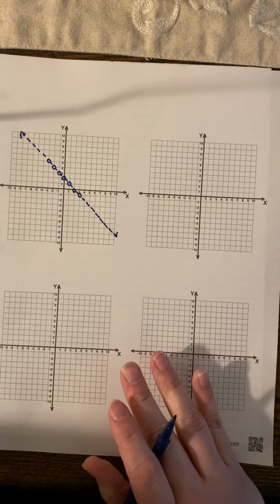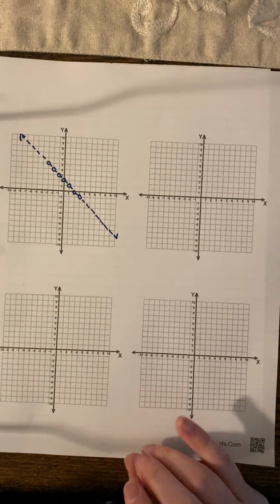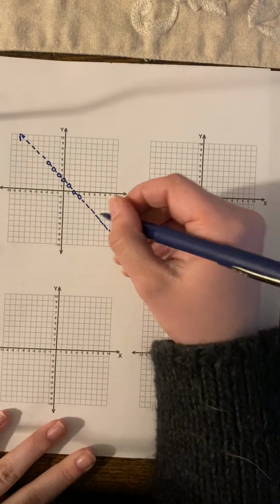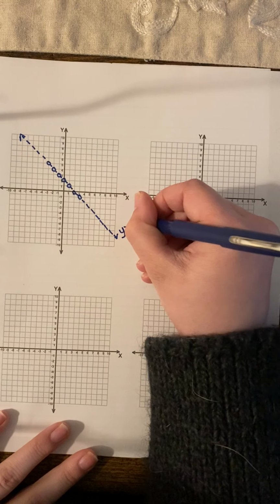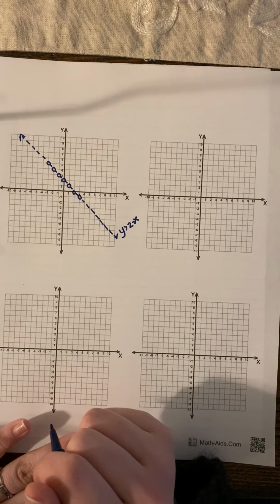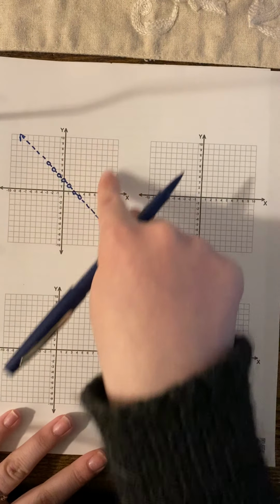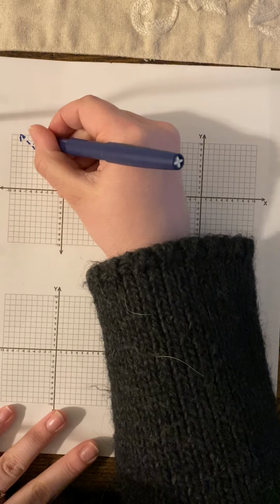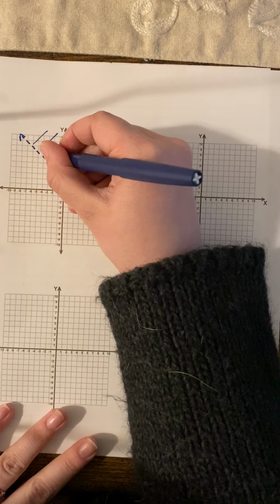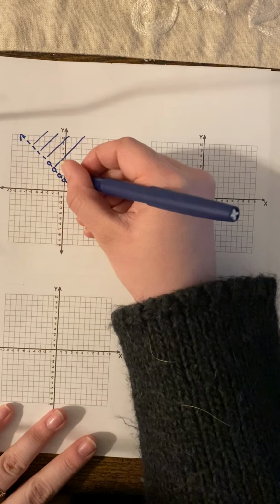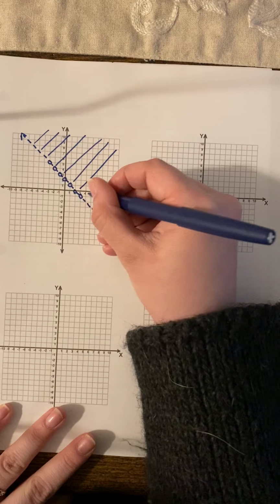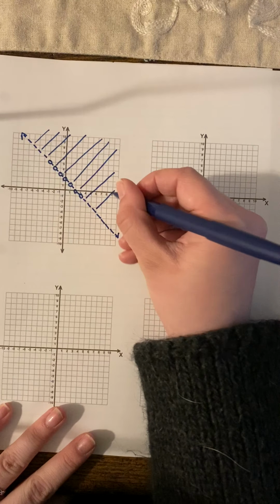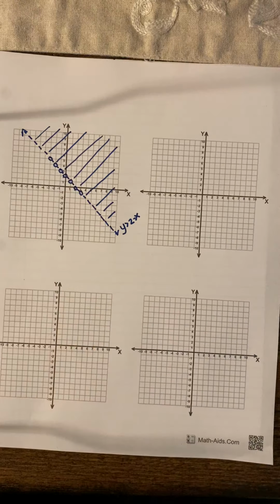I need one more thing, I need my shading. Oh, actually two. I need my label and then my shading. So this is y is greater than 2 minus x. And our shading is above, so I need to shade all this in. You can scribble in. I just like to draw lines in. Okay, so this is my solutions to this inequality.